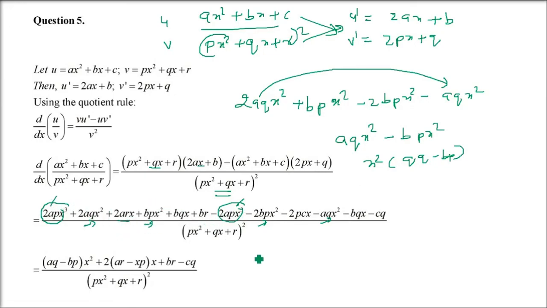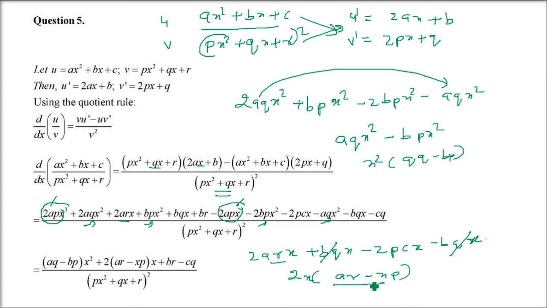Now coming to x¹: 2arx plus bqx, this is bqx. Then you have minus 2pcx. Then we have minus bqx. Okay. So 2arx, bqx gets cancelled. So you have 2arx minus 2pcx. So just take 2x common from here. So you have ar minus cp. So 2x into (ar minus cp).